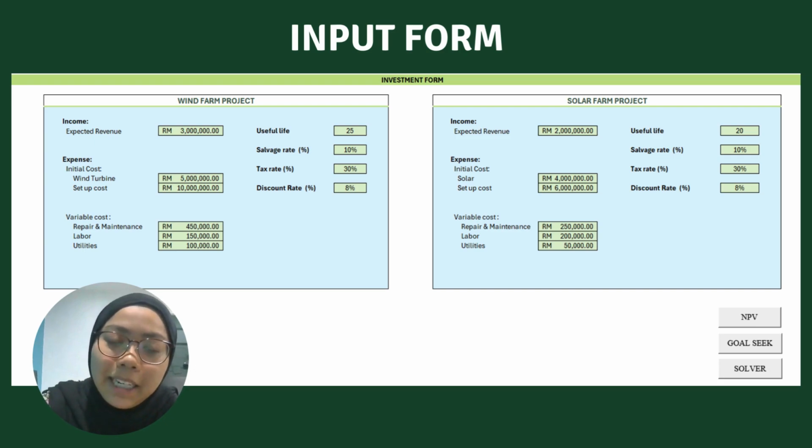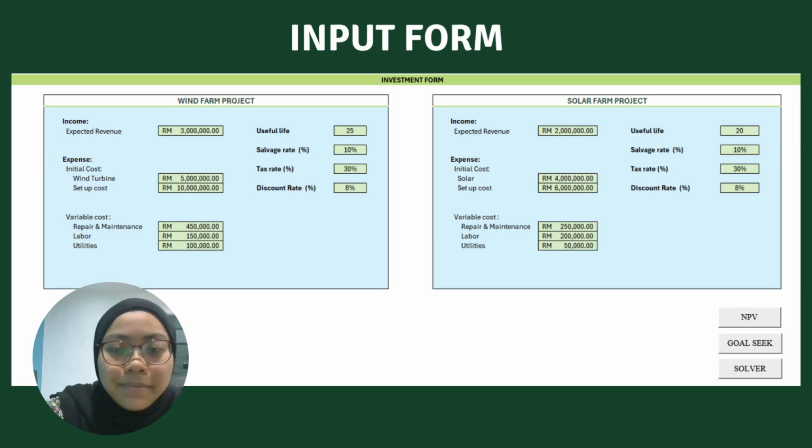This is our input form for both projects, the wind farm project and the solar farm project. In this form, we fix the useful life of 25 years for the wind farm project and the useful life of 20 years for the solar farm project. We also fix the discount rate, which is 8% for both. For the tax rate, we made it a data validation to put in the figure itself. On the bottom right, we have three buttons: NPV, Goal Seek, and Solver, and each gives a different output.